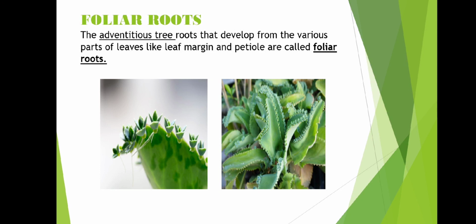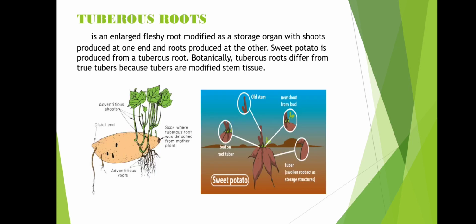Foliar roots. The adventitious roots that develop from the various parts of leaves like leaf margin and petiole are called foliar roots. So, nabubuo mula sila sa iba't ibang bahagi ng dahon tulad ng leaf margin. So, kadalasan nakikita to sa mga cactus plant.